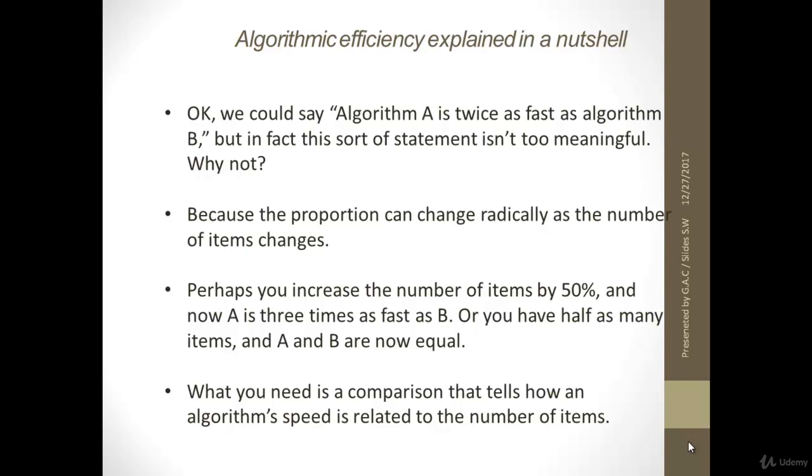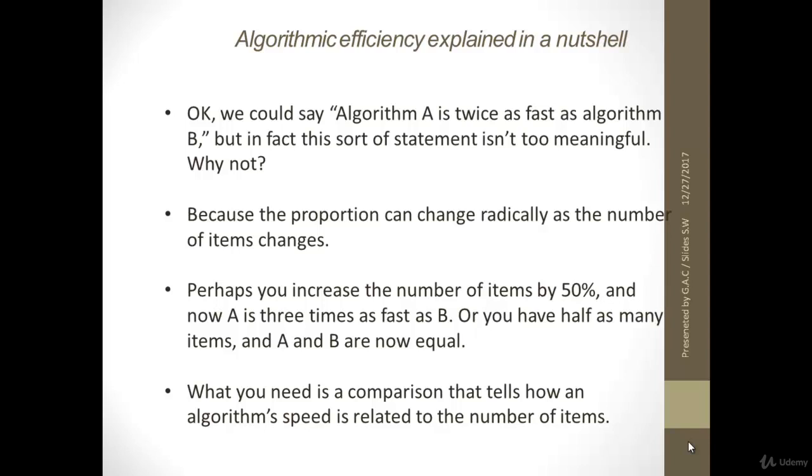If we want to compare two algorithms, we could say algorithm A is twice as fast as algorithm B. But in fact, this sort of statement is not meaningful. You might ask, why not? When you're comparing, you might say algorithm A is twice as fast as algorithm B, but that statement is not meaningful. Let's see how.